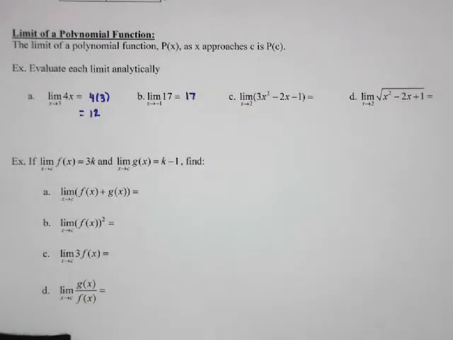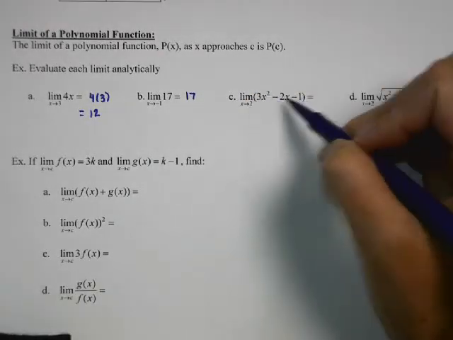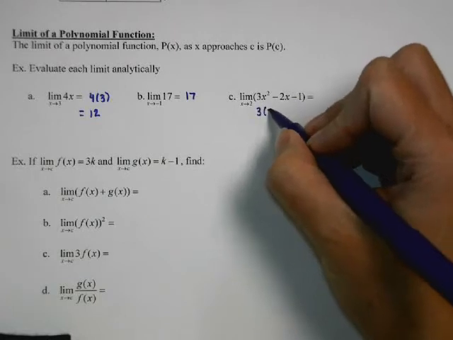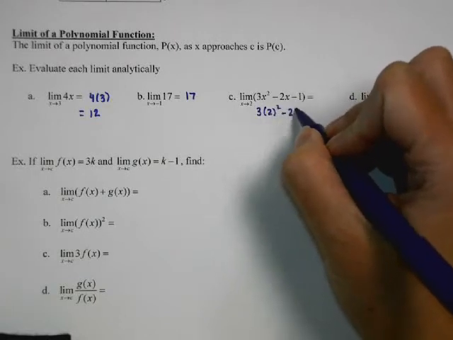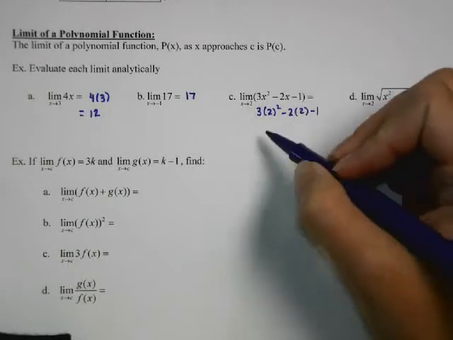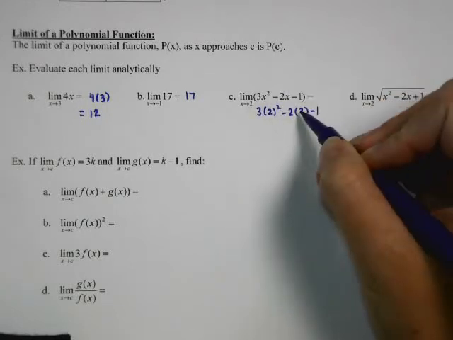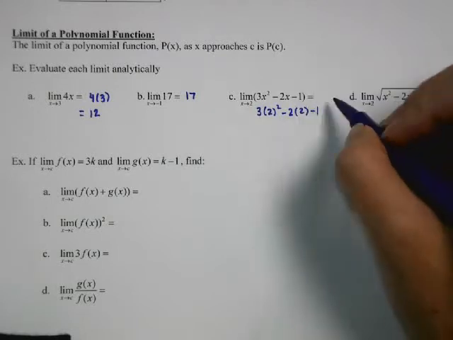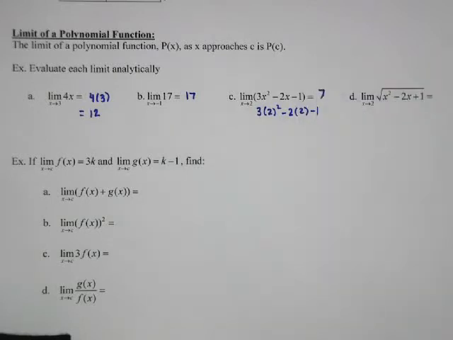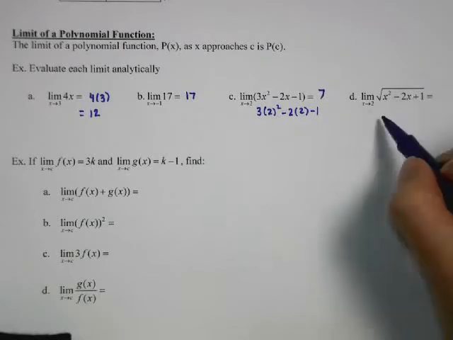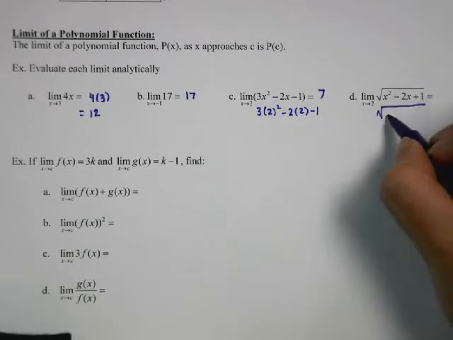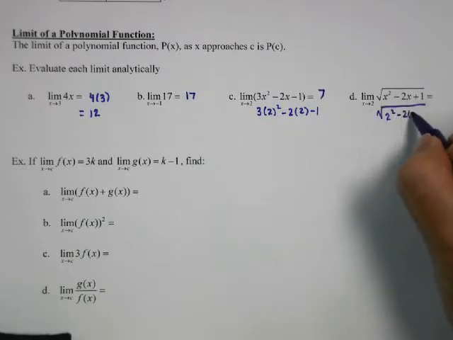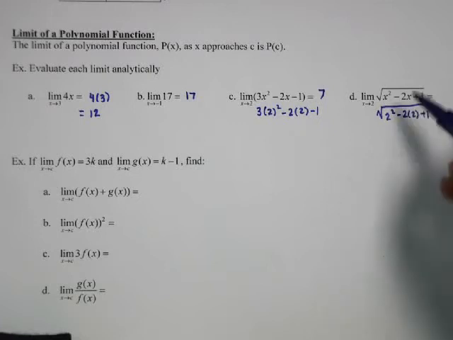Here we're going to plug in 2. So we get 3 times 4, which is 12, minus 4, which is 8, minus 1, which gives us 7. And then this one, square root of 2 squared minus 2 times 2 plus 1. So we have 4 minus 4 plus 1, so that's the square root of 1, which is 1.